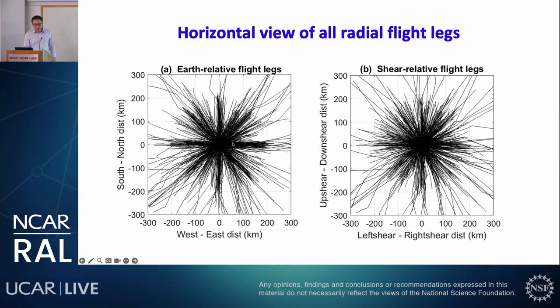But it's interesting. You can see when we fly hurricanes, it's always west to east and north south, with the 45 degrees, this is kind of by convenience. But when I plot it in the shear relative or even storm motion relative, it's more evenly distributed. It's kind of like a double check. We didn't miss any quadrants when we do the azimuthal average.